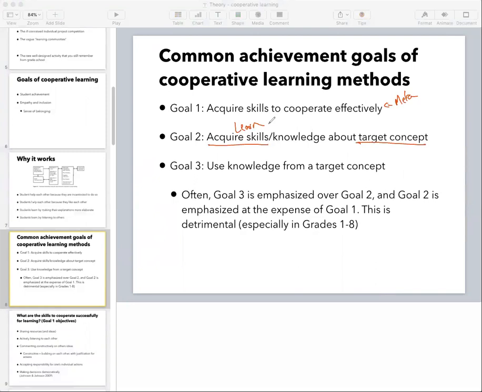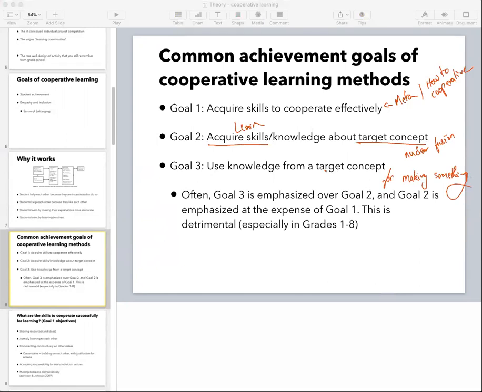And this could be a target concept like how does nuclear fusion work, right? Specifically, it is not about how cooperation works, or how to cooperate better. That would be goal one. The last goal is to be able to use knowledge that you have acquired previously from a target concept, for example, making something. And this would be like a project goal.